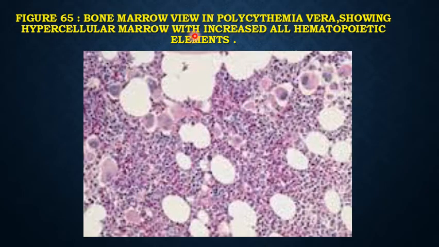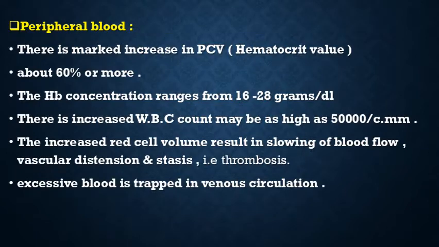This is a bone marrow view in a patient with polycythemia rubra, in which it is hypercellular with an increase in all the hematopoietic elements, including the megakaryocytes, erythroid, and granulocytic precursors. In the peripheral blood examination, we see a marked increase in the PCV hematocrit value, normally about 60% or more. The hemoglobin concentration ranges between 16 and 28 grams per deciliter, a very high level. The white blood cell count may be as high as 50,000 per cubic millimeter, which is very high. Normally, it is up to 11,000. More than 11,000 is considered leukocytosis, but here in polycythemia it might reach 50,000.